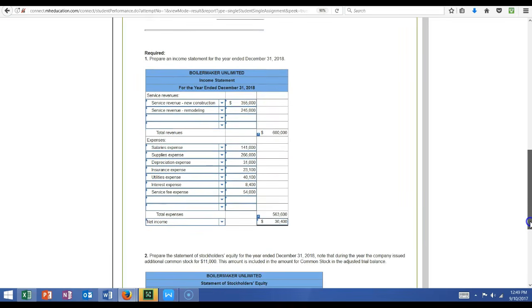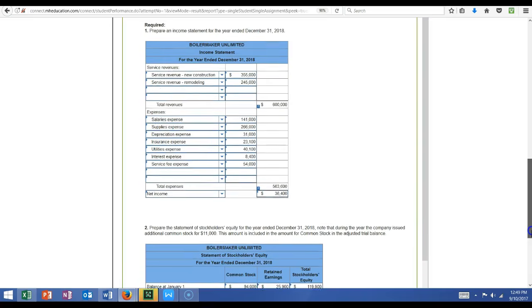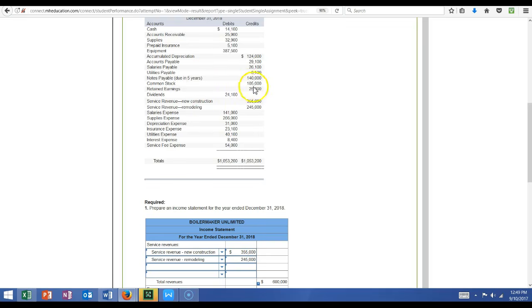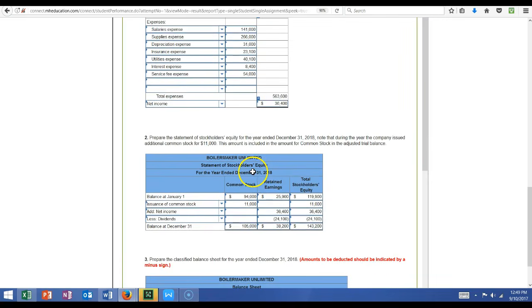Then it's going to want us to prepare a statement of stockholders' equity. The most important thing to know is our common stock of 105 and our retained earnings of 25.9 are our beginning balances. So the first thing we do is put in our beginning balance of common stock and our beginning balance of retained earnings to give us our stockholders' equity. We also know our net income from our income statement is going to be added here to retained earnings.